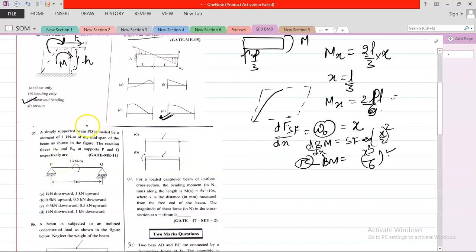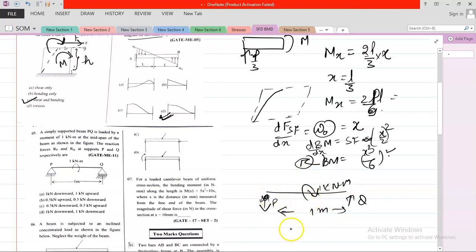The next question is, a simply supported beam PQ is loaded by a moment of 1 kN meter at the midspan of the beam. The support reactions RP and RQ are? This is a mechanics question. So this is P, this is Q, and it is given 1 kN meter, and the span is 1 meter, and you need to find the reactions at P and Q. Because this moment is acting in the clockwise direction, the reactions should act in the opposite, anti-clockwise direction. So first of all, the P reaction should be downward so that an anti-clockwise moment can be formed.